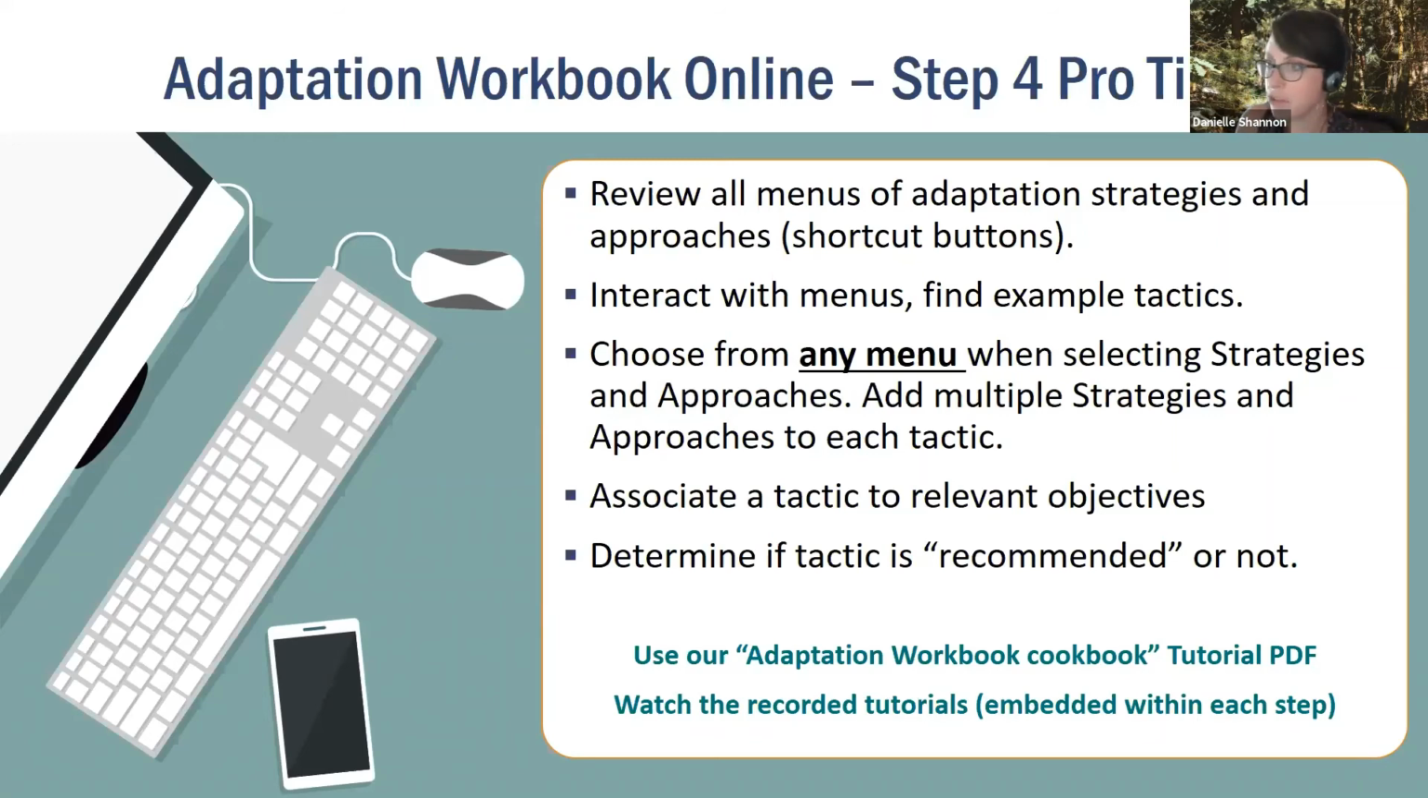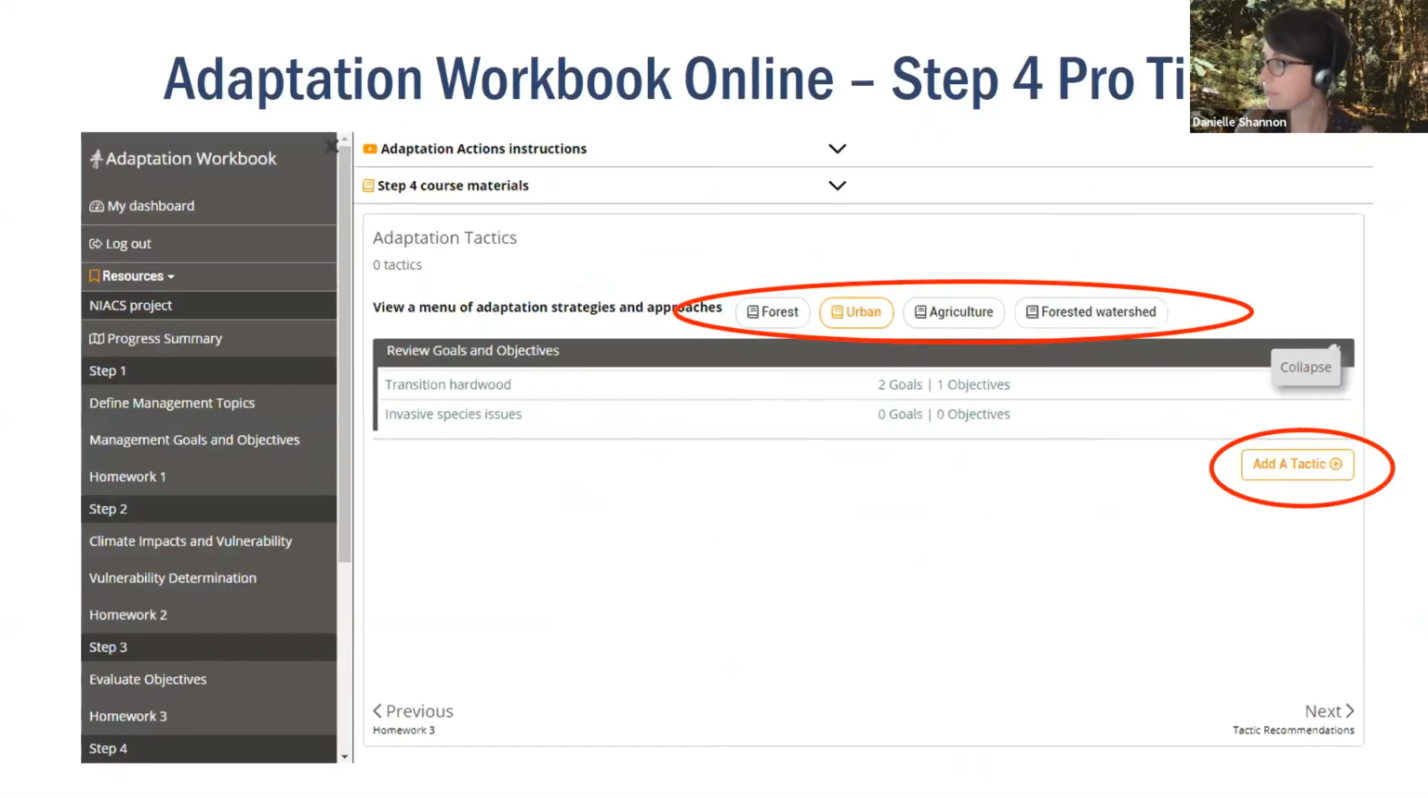So I'm going to show you some screenshots. This is what step 4 looks like. When you get there, you will be able to review your goals and your objectives, as you can see here. And you'll use that add a tactic, that orange box, to create your tactic. Before you do that, definitely go and click on the view menus and start to pop around, to preview what each menu contains and see some example tactics to help orient yourself.